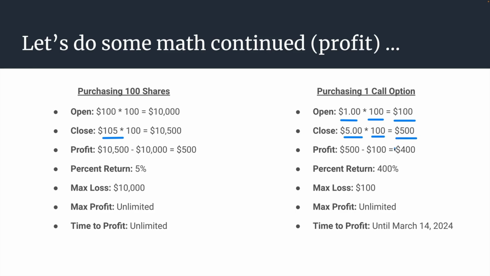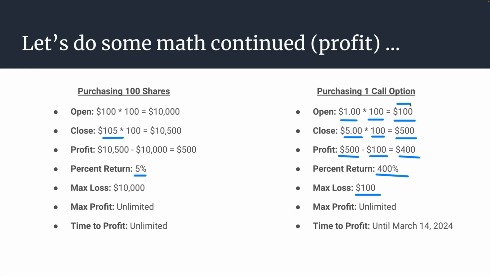So to figure out the profit, we paid $100 for the options contract. It's now worth $500, so our profit is $400. That's a 400% return, relative to the 5% return that we received from the stock. But what's also interesting here is our max loss is only $100. Our max loss is what we originally paid, right here, what we originally paid to open this call option.